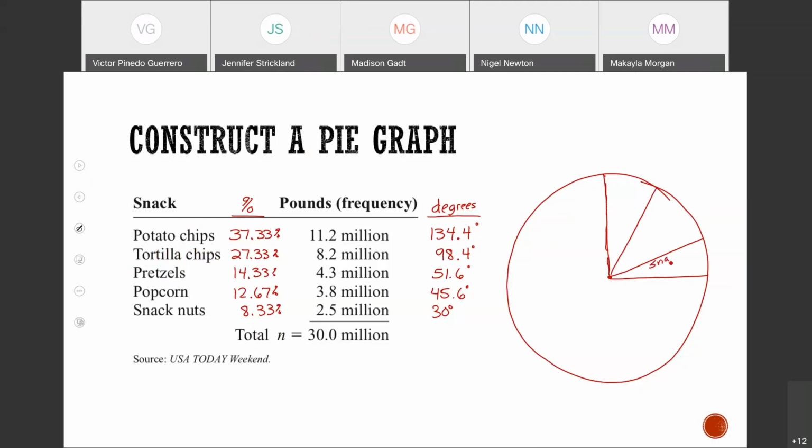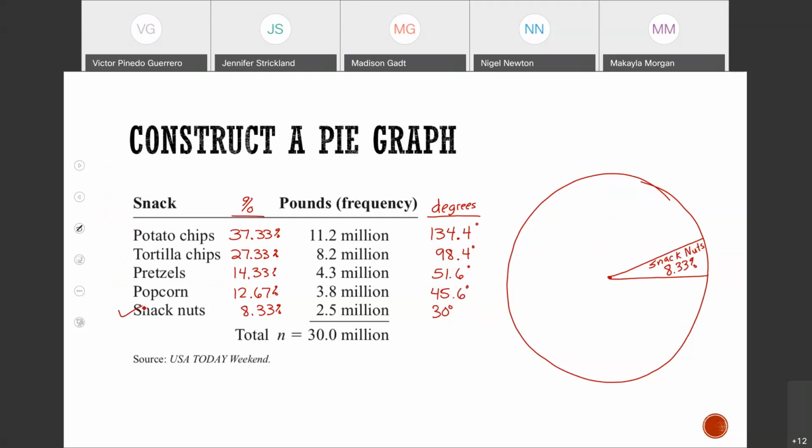On this first 30, I'm going to write down snack nuts, because that's what the 30 one is. And then I'm going to put the percent. Remember, the percent goes on the label. And then I'm going to get rid of this other stuff, which I used to help me figure out how to draw it. All right, so snack nuts is done.